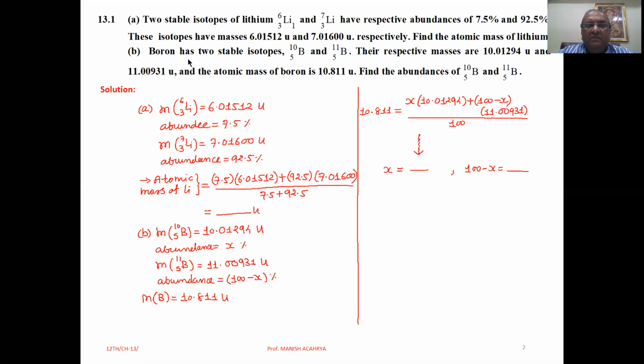Question B. Boron has two stable isotopes, 5B10 and 5B11. Their respective masses are 10.01294 U and 11.00931 U. And the atomic mass of boron is 10.811 U. Find the abundances of 5B10 and 5B11.